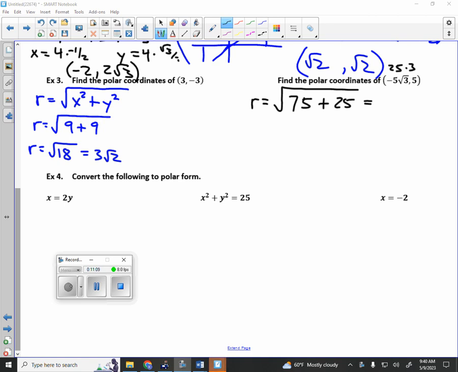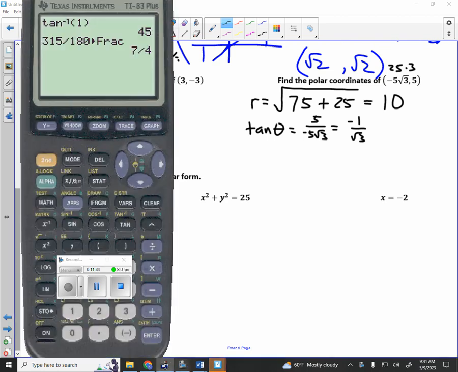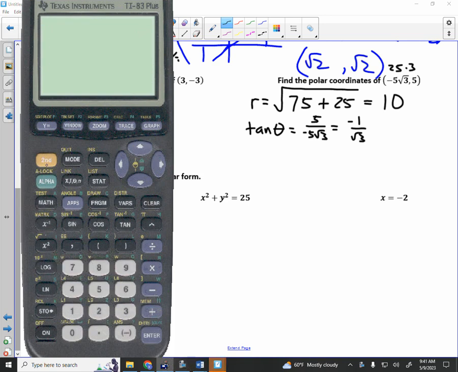75 plus 25 is 100, and the square root is 10. So your r value is 10. Then we set up the tangent of theta is equal to the y value, which is 5, divided by the x value, which is -5 roots of 3. Notice how those divide, and I get -1 over the root of 3. Now, I'm not going to leave that as my answer, but I am going to go to my calculator on this, and I'm going to do tangent inverse of 1 divided by the root of 3. I'll leave off the negative, and I get 30 degrees.